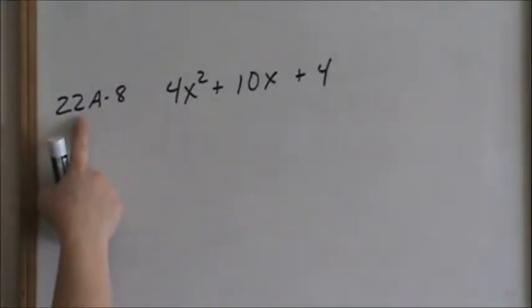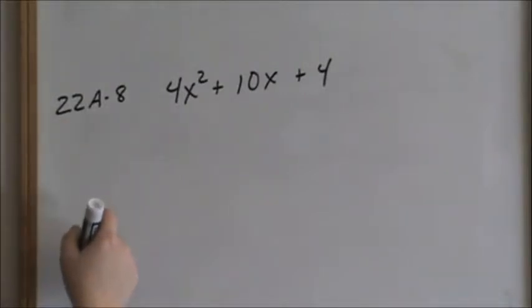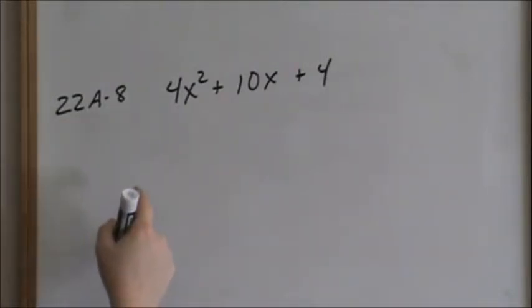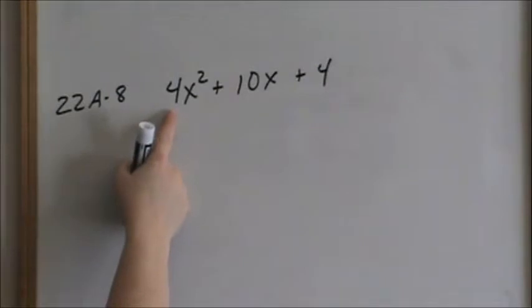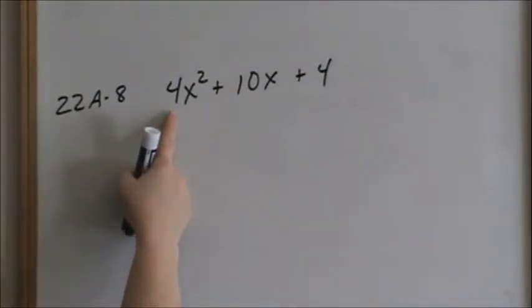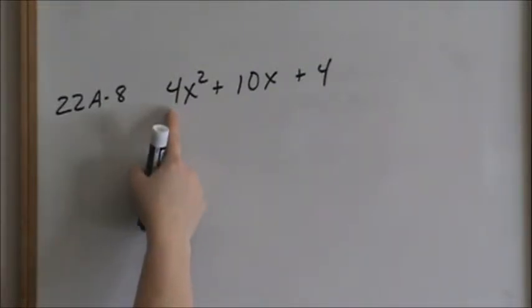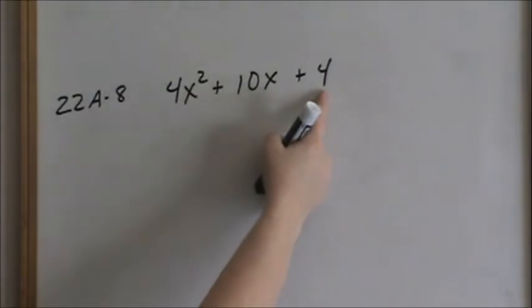Alright, let's look at 22a8. The one important thing when you're factoring trinomials, the first thing you should always do, is to look to see if you can factor a greatest common factor out first. So if you look at 4, 10, and 4, is there a factor that they all have in common that you can factor out? Okay?